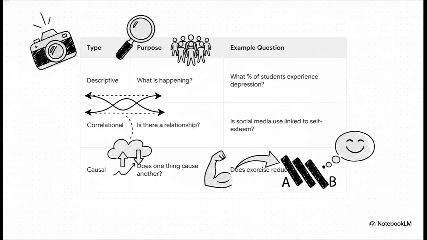First up, you've got your descriptive questions. These basically ask, what's going on? Think of it like taking a snapshot in time. What percentage of students are depressed? Simple. Then we have correlational questions. These ask what things are related. It's all about finding patterns, like, is more time on social media linked to lower self-esteem? Now, notice it's not saying one causes the other, just that they seem to move together. And finally, you've got the big one, causal questions. These ask what causes what? Does exercise actually reduce anxiety? This is the toughest one to prove, but it's often the one we want to know the most.